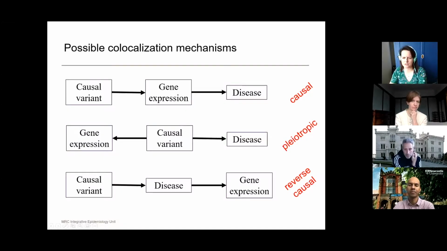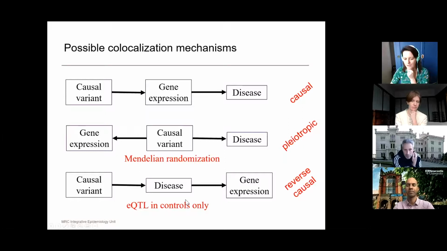And I just wanted to mention that there are methods to address these. We would use something called Mendelian randomization to look at this question. And you can do something like looking at eQTL data in controls only to get around this second problem. So really thinking through what the plausible scenarios are and then trying to test them is really important.